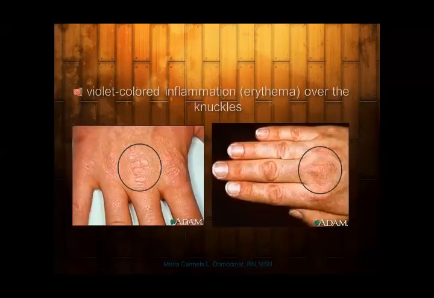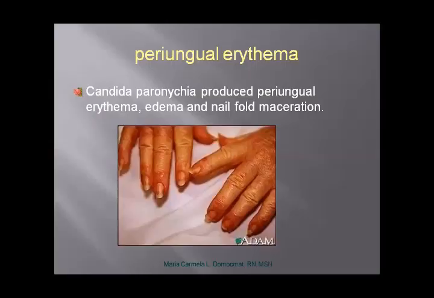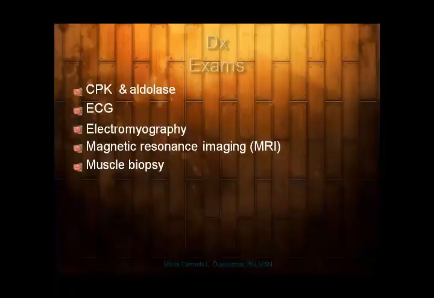These are the Gottron papules. You can see the violaceous colored inflamed erythema over the knuckles. So these are the Gottron papules. Typical purple colored. If you see these rashes, you will not forget, and they are characteristic manifestation of dermatomyositis. Again, you can see the periungual erythema, which may be associated with candida infection, but usually there will be nail fold maceration, and you will see the periungual erythema.